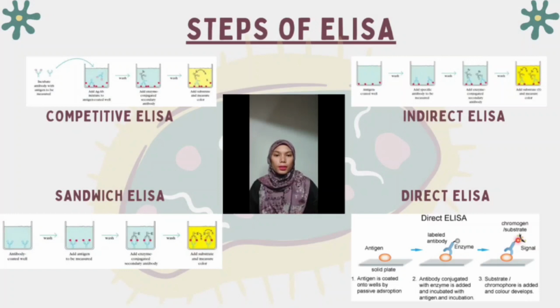For the four types of ELISA, which are competitive, indirect, sandwich, and direct ELISA, we can see the similarity in their procedures. The first similarity that we can see is in the first step, where most of the antigen and antibody are coated. The second similarity is in the third step, where an enzyme-conjugated antibody will be added to the antigen. And the last similarity is in the last step, or the fourth step, where substrates will be added. The substrate helps to develop the color of the antigen or the antibody.